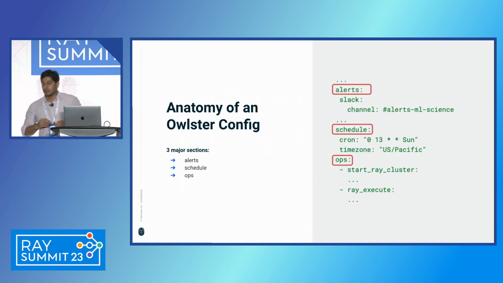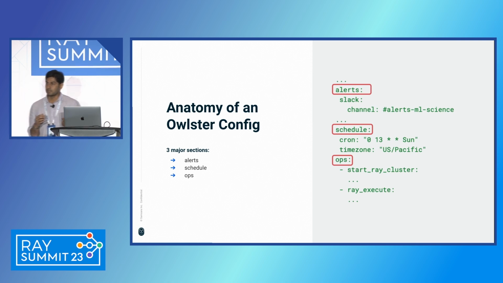So now let's look at what an Owlster config looks like, what the YAML file looks like. It majorly has 3 sections. First is the alerts. The alert section tells you who you want to alert and how you want to alert, based on the status of your job. The second is the schedule section, which tells you the cadence with which you want to run the job. You can also specify the time zone in which you want to run the job.